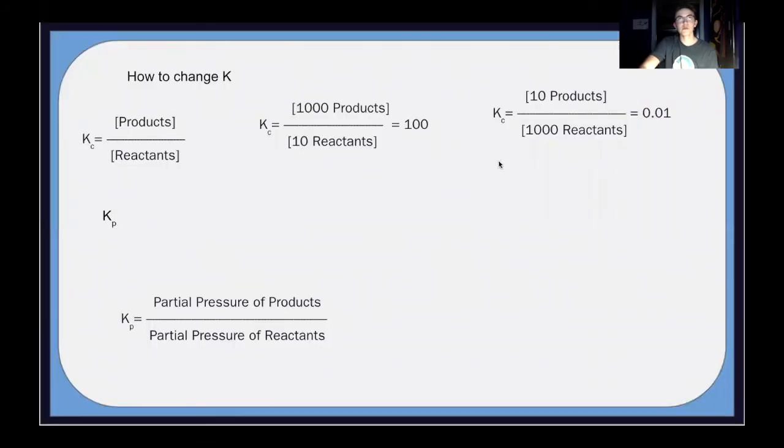What we can also use K with is the pressures. And all that would change is we take the concentration of our products and reactants and change them to the partial pressures of each product and each reactant.